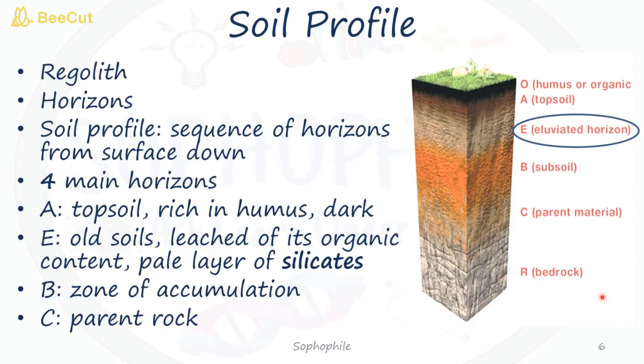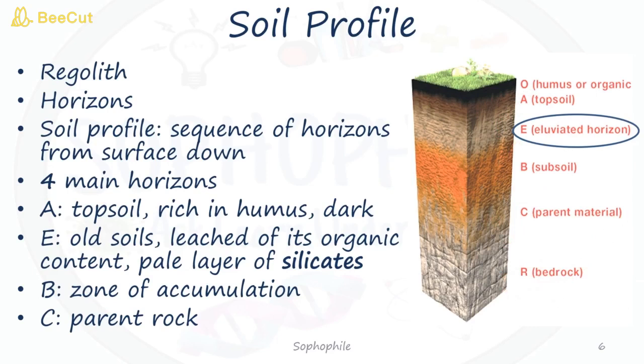So this was all about soil profile. The soil profile starts from the surface and goes down in the earth. It consists of four main horizons: horizon O, horizon A, horizon B and horizon C. Horizon E is present only in the old soils and not in new soils. And below the C horizon there is bedrock present.